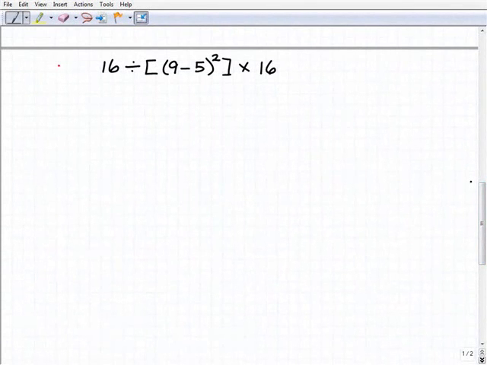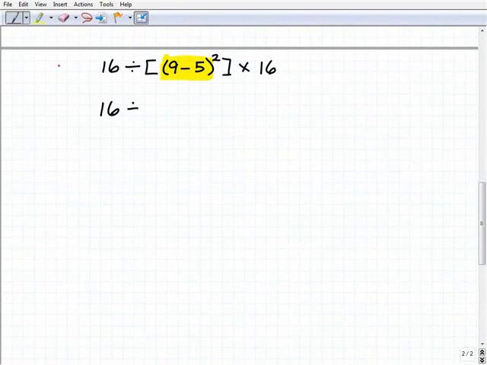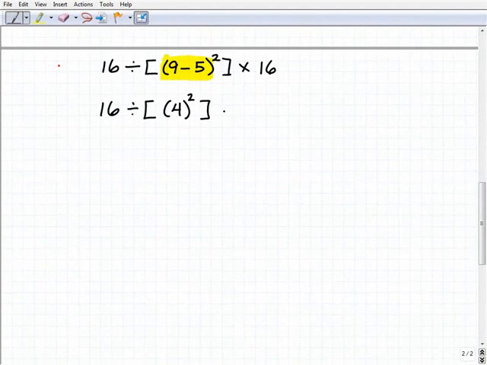Okay, moving on to our last problem here. So remember PEMDAS, I want to do parentheses first. So I have some inner parentheses and I have some outer parentheses, those brackets. But let's go ahead and just focus right here on those inner parentheses. So I'm going to go 16 divided by brackets 9 minus 5 is, of course, 4. So that'll be 4 squared, bracket, times 16.